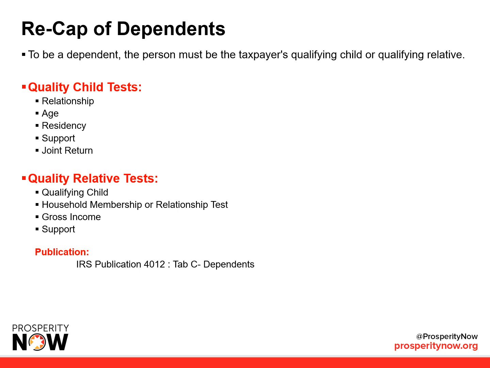Let's review. A dependent must be the taxpayer's qualifying child or qualifying relative. The qualifying child must pass a relationship, age, residency, support, and joint return test. A qualifying relative must pass qualifying child, household membership, gross income, and support tests. Refer to Tab C Dependents in your 4012 publication for any information needed on whether a person is a qualifying relative or qualifying child.